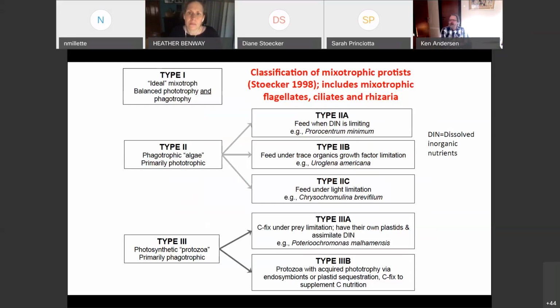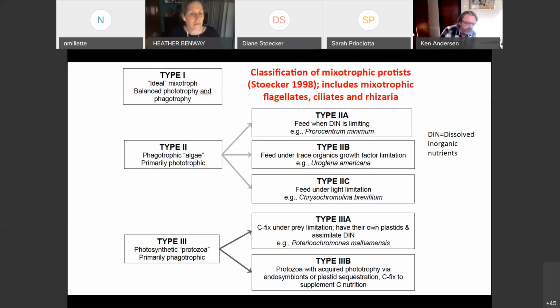Well, type 1 mixotroph, I called the ideal mixotroph with balanced phototrophy and phagotrophy. And it's sort of interesting that this doesn't seem to exist very often in the oceans. The closest species I came to that fit this was Fragilidium subglobosum. It's a dinoflagellate that can eat Ceratium, another dinoflagellate, and Fragilidium can grow phototrophically. It can grow phagotrophically, and the growth rates are fairly similar, but it grows better mixotrophically.